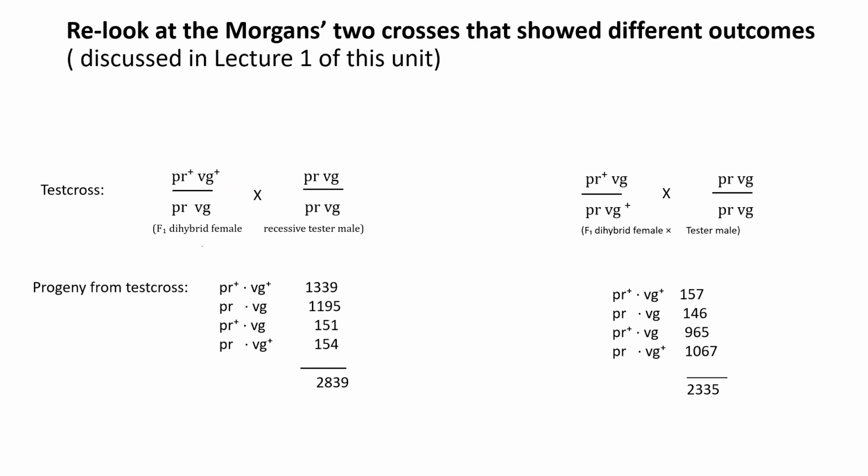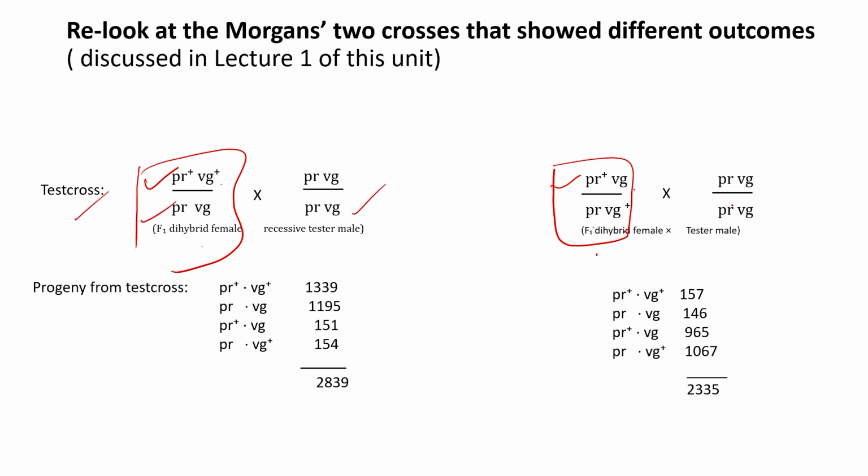parents. So in this example, this is the F1, and in the F1 dihybrid, you have this coupling: parents PR plus VG plus on one homologous chromosome and another homologous chromosome where it has recessive together, and this is the test cross. Whereas in here in your F1 you have a combination, you have PR plus with VG and PR with VG plus, and you are doing the test cross here.